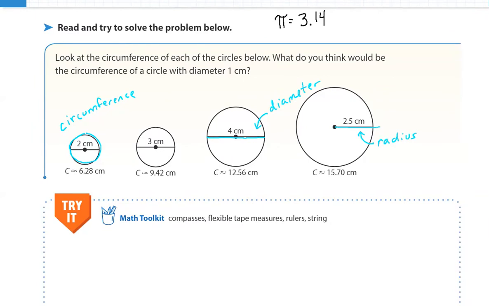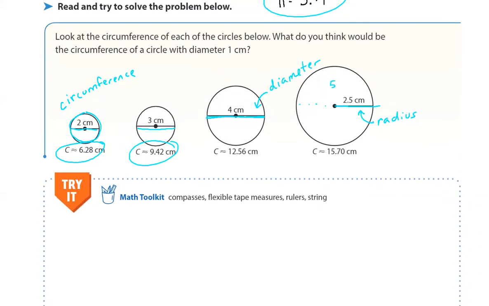So each of those, for the circumference, what they've done is they've taken this diameter, this 2, this 3, this 4, this 5, and they've just multiplied it by pi. That's it. 3.14. So 2 times 3.14 is 6.28. 3 times 3.14 is 9.42, and so on.